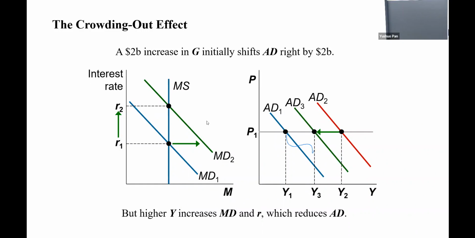So this was the initial change, $2 billion, but because of the crowding out effect, that's the opposite of the multiplier effect, right? So the final influence on the aggregate demand curve is going to shift by a smaller amount than $2 billion, the initial investment or initial spending.